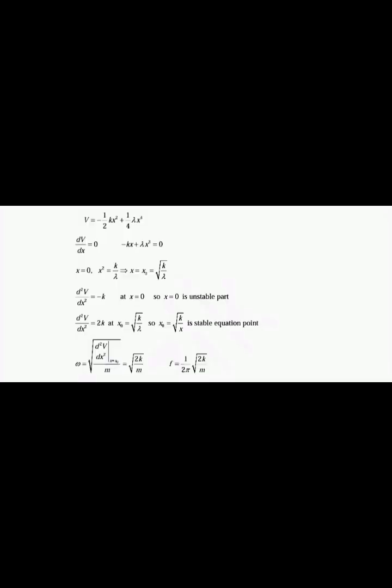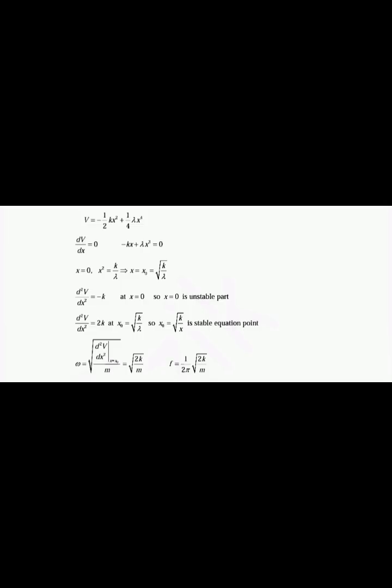So here V is equal to minus half into kx square plus 1 by 4 into lambda x raised to 4. So dV by dx is equal to 0, that is equal to minus kx plus lambda x cube is equal to 0. So that x is equal to 0 and x square is equal to k by lambda, that is x is equal to square root over k by lambda. So this can be written as x naught. Then d square V by dx square is equal to minus k at x is equal to 0.